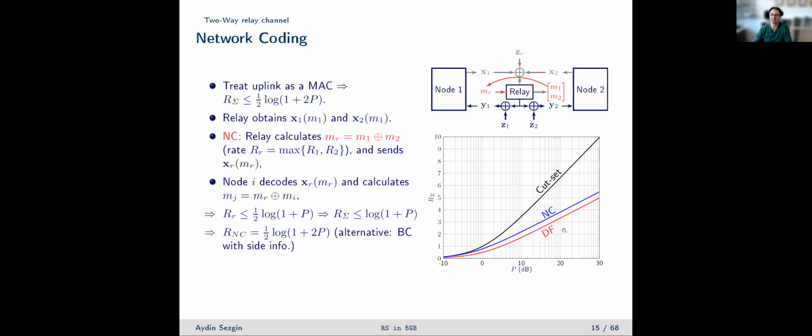And this is illustrated here. So we have improved upon the decode and forward method. You see that it's doing well at lower SNR, but it's still bad at very high SNR. So what can we do now?